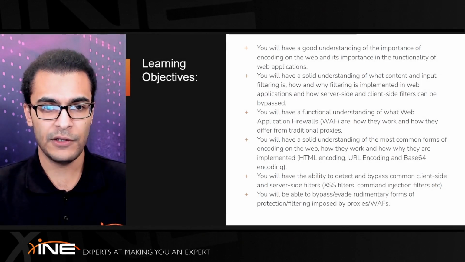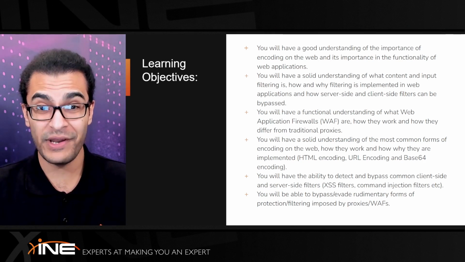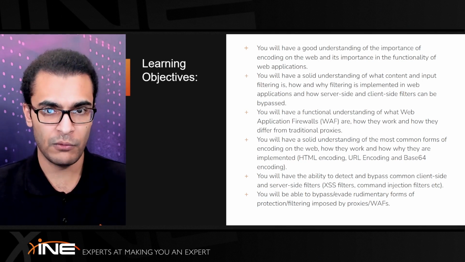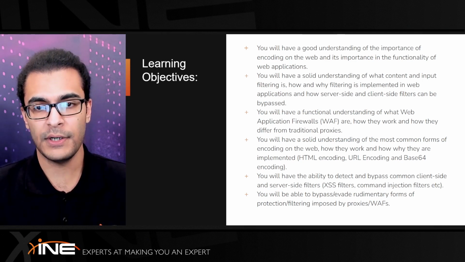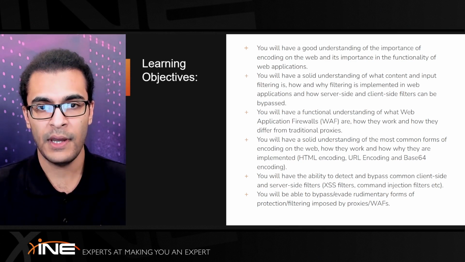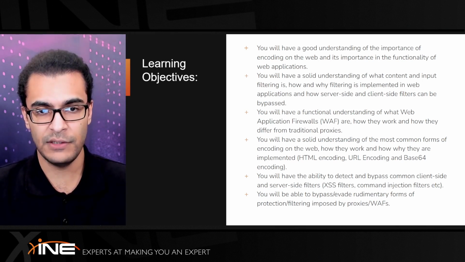So revisiting the learning objectives, you can see that we start off from the first one, where you will have a good understanding of the importance of encoding on the web and its importance in the functionality of web applications. That is true. We did cover encoding quite extensively in terms of getting an introduction to character sets. We talked about ASCII, Unicode, as well as UTF-8, the UTF-8 encoding schema. We got an understanding as to why they were created, how they work, and of course, how the encoding or decoding is performed and its implementation into web applications or the web in general.